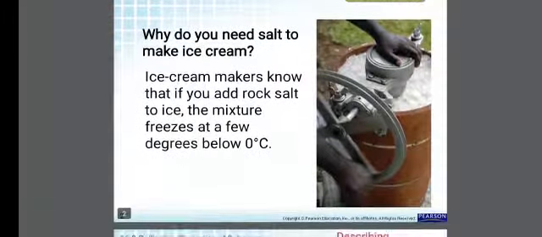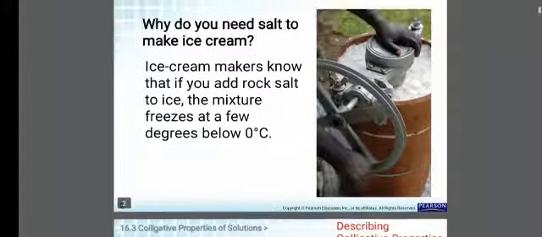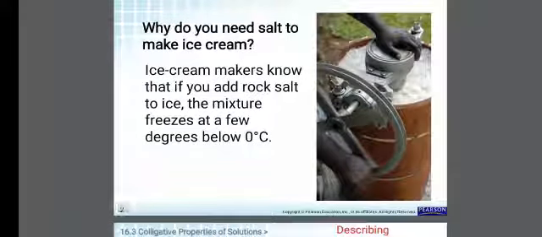Why do you need salt to make ice cream? Ice cream makers know that if you add rock salt to ice, the mixture freezes at a few degrees below 0 degrees centigrade. That's why we add salt to make ice cream.